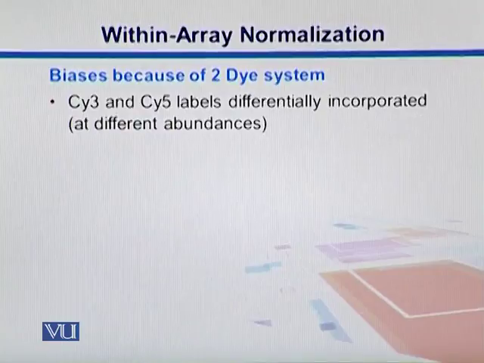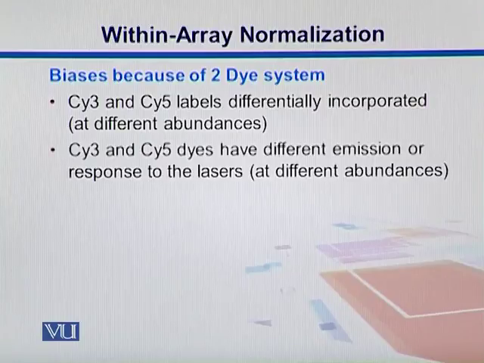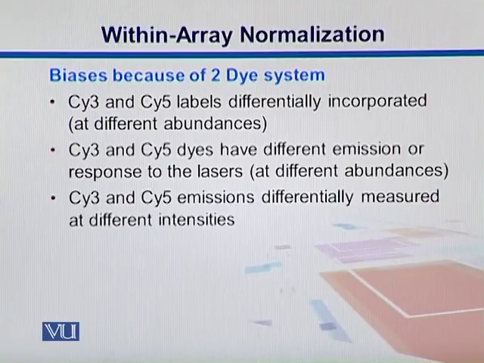So biases are because of, as we said, two dye systems, CY3 and CY5 labels, they are differentially incorporated at different abundances. CY3 and CY5 have different emission or response to lasers at different abundances. So that is another factor that can disrupt your signal intensity or your count of those intensities and later on your results. CY3 and CY5 emissions are differentially measured at different intensities, so it can also be an important aspect.